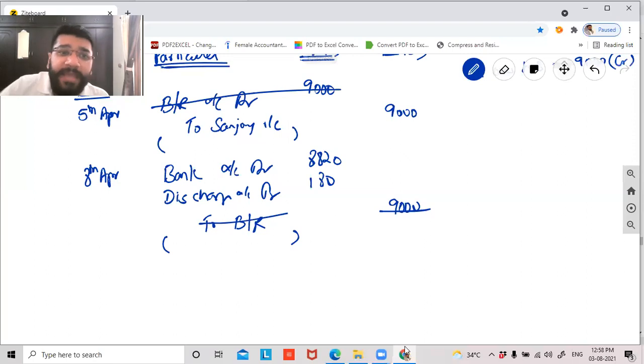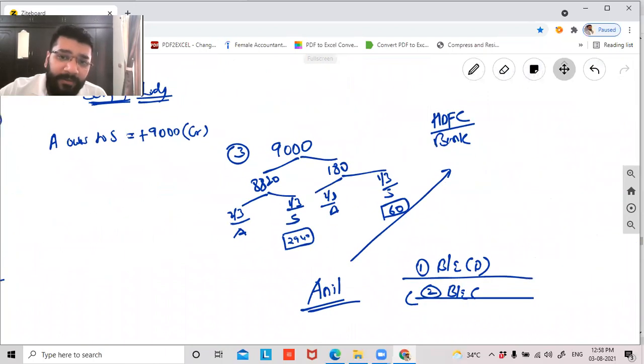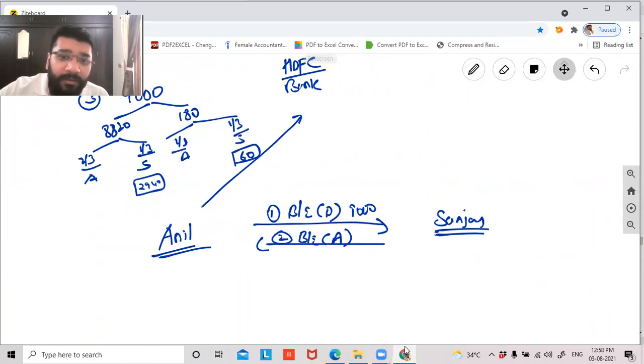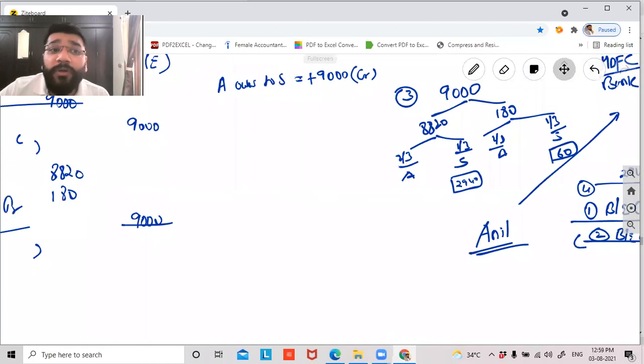Now, guys, this 8th of April transaction, did it affect Sanjay's ledger? No, sir. Then what is happening, guys? At the fourth level, Anil is paying money to Sanjay. How much is he paying? 2,940, and the discounting charge that we have to recover from Sanjay is 60. So the account of Sanjay is getting settled to the tune of 3,000 rupees.